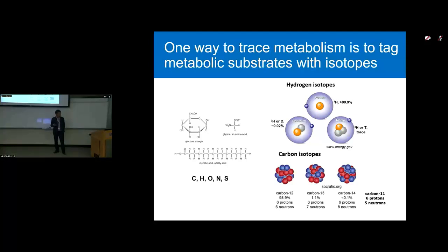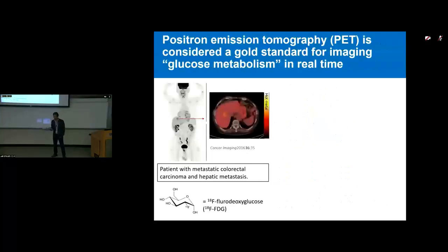And those two are stable isotopes, and then you have carbon-14, which is a very, very small amount, but it's very sensitive. That's what's used for carbon dating. So of course, we can use radioisotopes as tracers for metabolism. In this case, this is the gold standard for metabolic imaging.